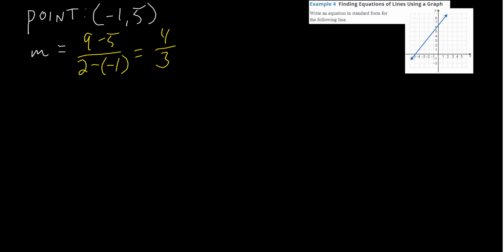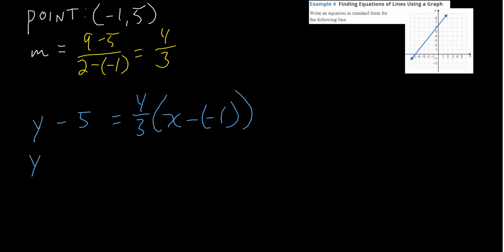So now I have a point and I have a slope, so I can do the point slope formula. I'm just going to go ahead and write y minus y1, which is 5, is equal to m, which is 4/3, times x minus x1, which is -1. And then when we clean this up, we end up with y minus 5 is equal to 4/3 x, and 4/3 times x minus -1 is x plus 1, so it's just going to be plus 4/3.